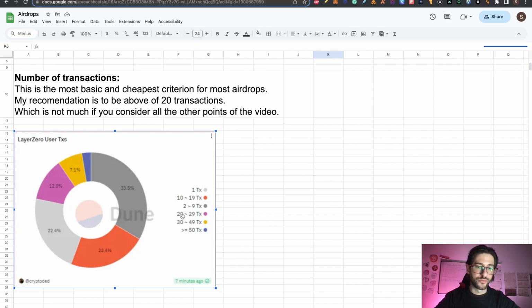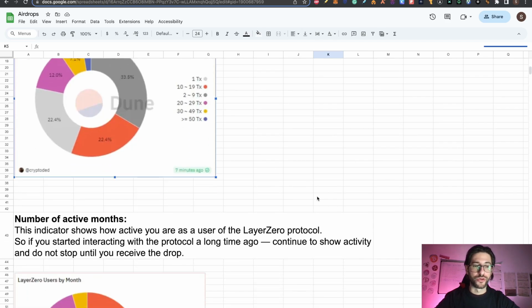And you can see here that from 20 to 29, you are in the 12% of the people for this airdrop. At the time of seeing this video, maybe this information already changed, but it's a great guide. Doesn't matter when you are seeing this video, because this is a great chart that tells us how the people are interacting with the protocol. Of course, if you do more than 30 transactions, you will be in the 7%. And if you do more than 50 transactions, you are really inside the 1% of the wallets participating in this airdrop. So the number of transactions is our first criterion that you need to consider.